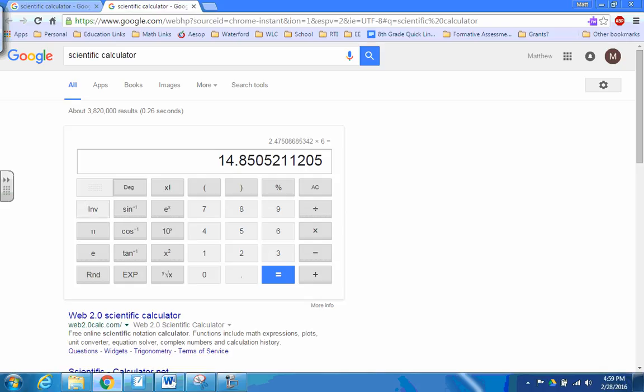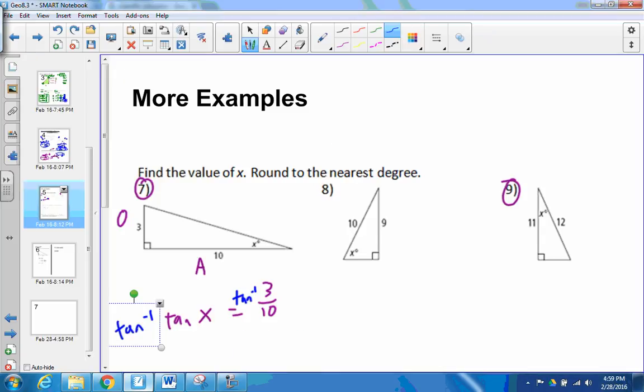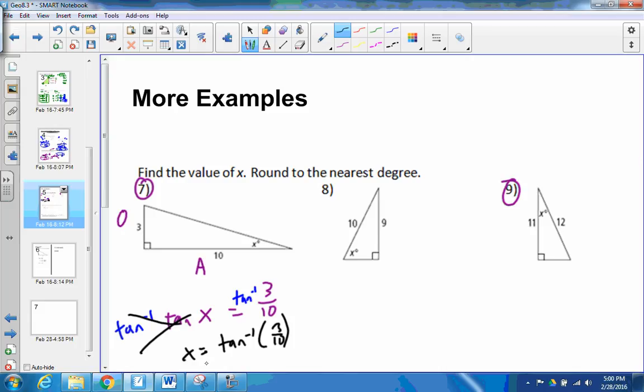So if you use the inverse tangent, and to solve that, it would be 3 divided by 10 in there, which would be 16.7. All right. So if you're looking at this, actually, these two things cancel each other out. So x is equal to the inverse tangent of 3/10. And I just checked it. I think it was 16.7.